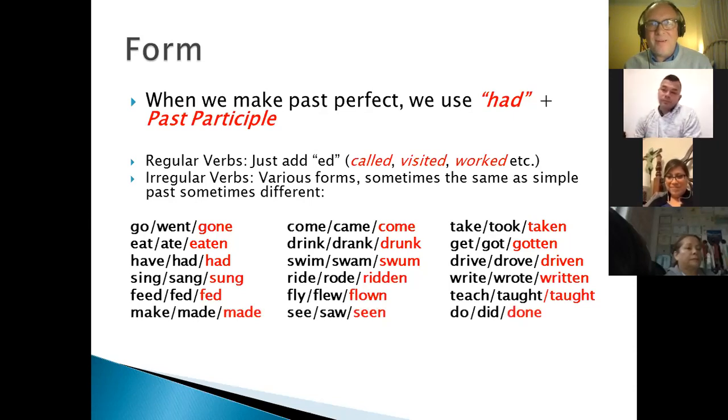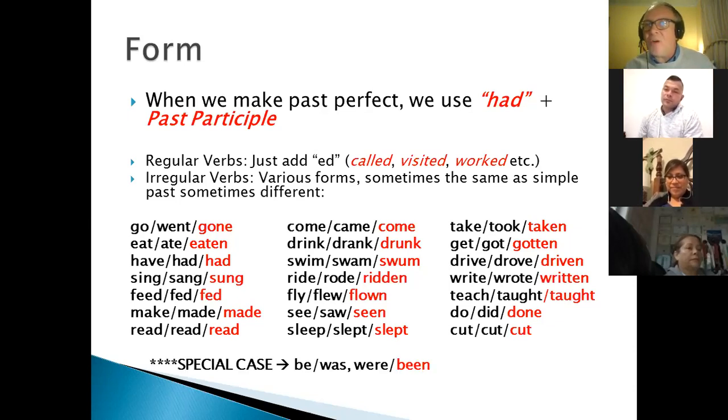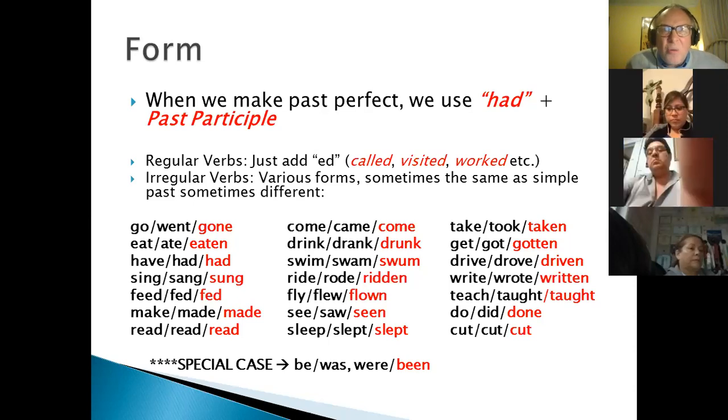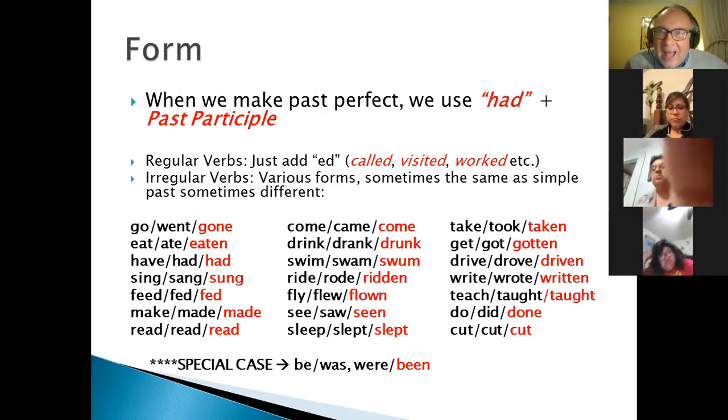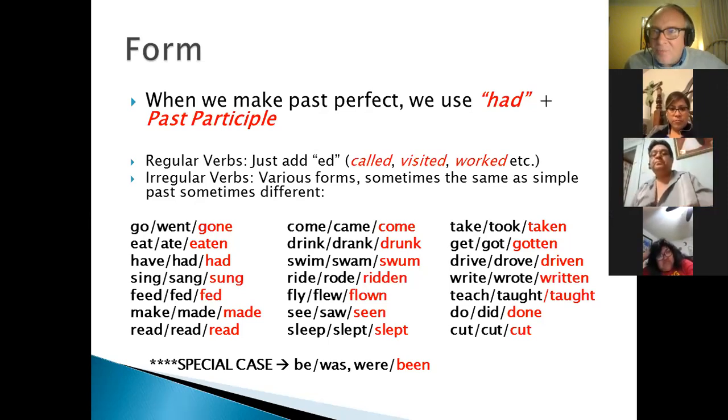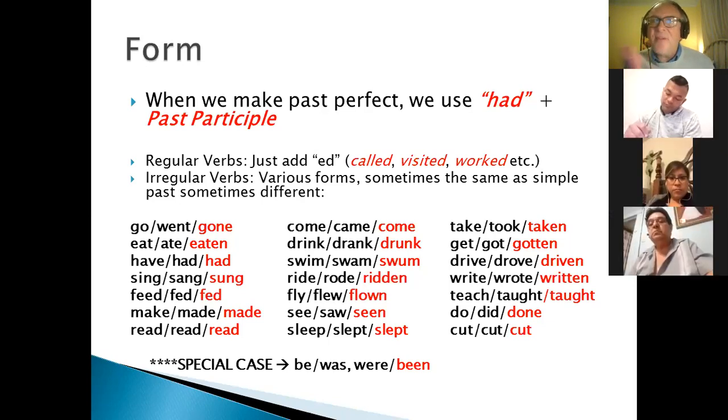Yes. Right? And in the special case, of course, with the be verb, our past participle is been. Right? So we're going to say had gone, had eaten, had, etc. Right? Had and past participle. So we make one little change to present perfect. Instead of saying have, we say had. Everything else the same. All right.